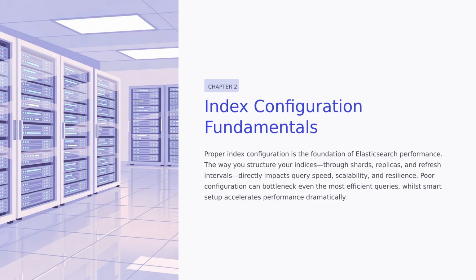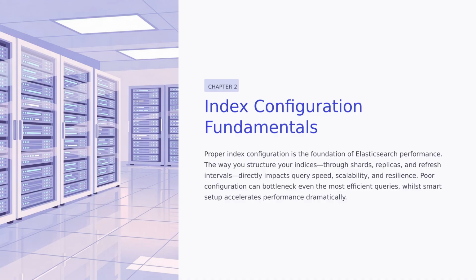Proper index configuration is the cornerstone of Elasticsearch performance. How you set up your indices, shards, replicas, and refresh intervals directly impacts speed, scalability, and resilience. Inefficient configuration can slow down even the best queries, while strategic setup can significantly boost performance. Think of index configuration as the engine powering your Elasticsearch system. Just as a well-tuned engine drives a car smoothly and efficiently, proper index configuration propels your Elasticsearch queries to peak performance.